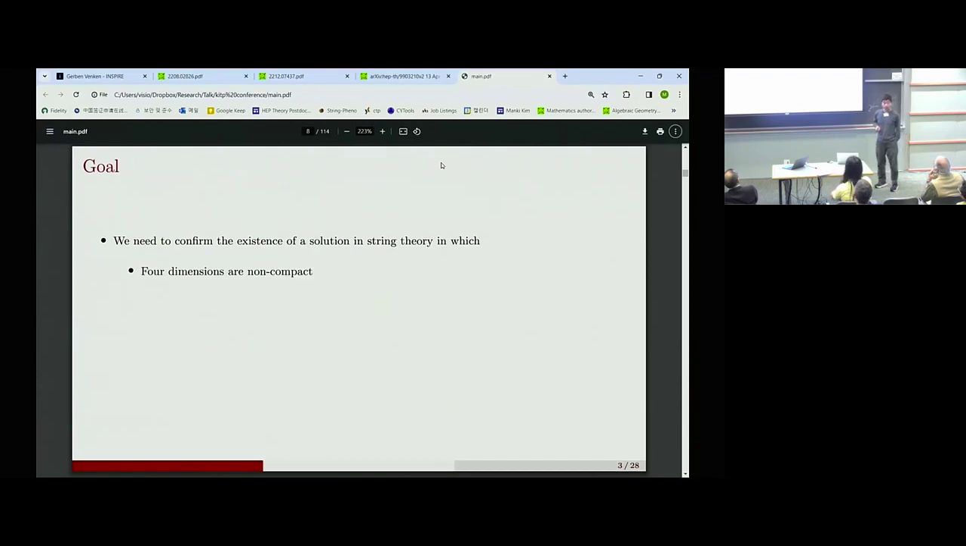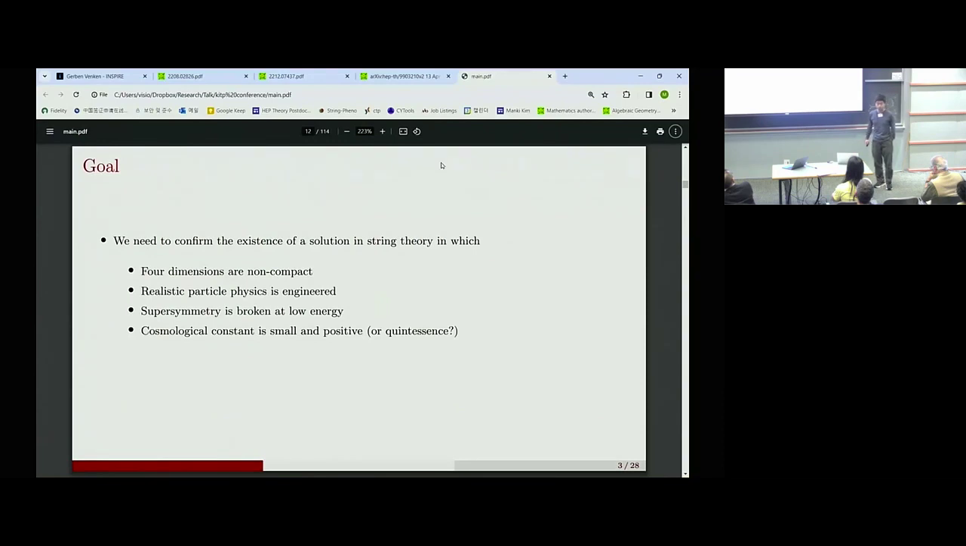First, 4 dimensions must be non-compact. We need some realistic particle physics, and SUSY must be broken at low energy. I don't mean TeV scale SUSY breaking, but low compared to the Planck scale. And the cosmological constant, it'd be better if it's small and positive, or if you don't like this, you can also try to find quintessence.